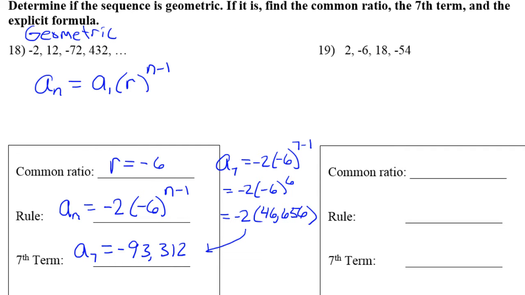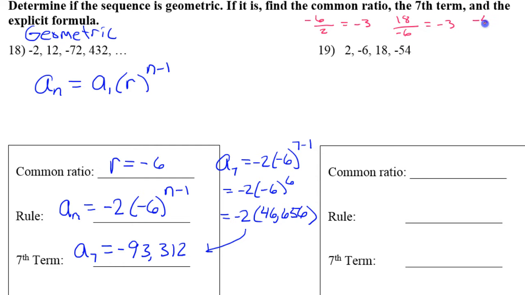So we'll do the same thing for problem number 19. First of all, is it geometric in the first place? If it's not, I can just say not geometric and go home. So we'll divide each term by the previous term to find out. For example, if I do negative 6 over 2, that is negative 3. If I do 18 over negative 6, each term divided by the previous term, that is negative 3.